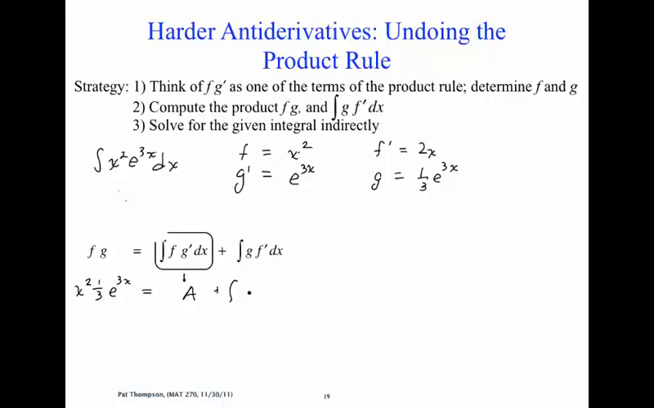integral g f prime. So I'll put the f prime first. 2x times 1/3 e to the 3x dx. And what did we say? Our goal was that this was something we could do. It's something easier, whereas the first one wasn't something we could do directly, but we could do this one easier. What do you think?